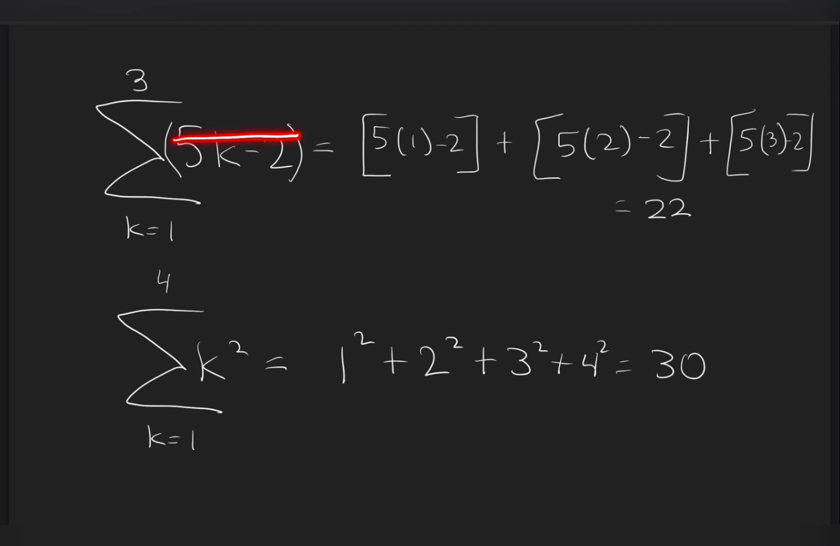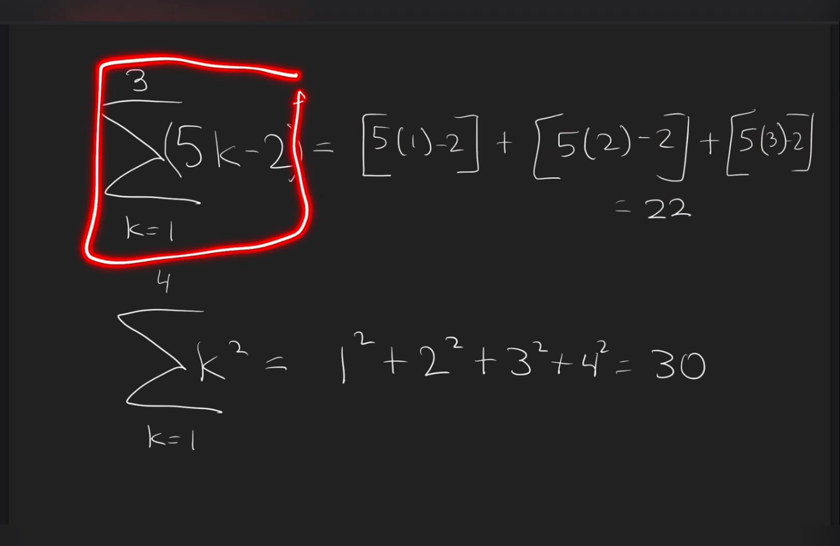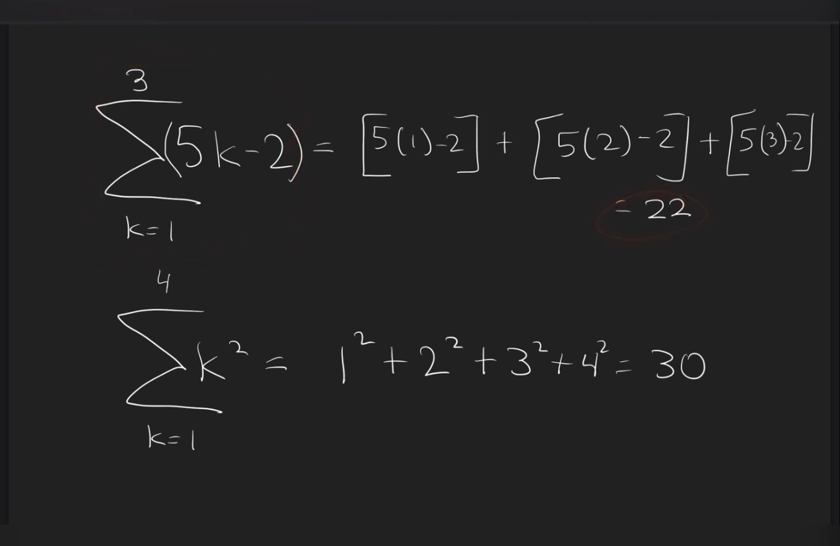So I've showed you this right here. So when k equals 1, we have 5 times 1 minus 2. And then when k equals 2, we have 5 times 2 minus 2. And when k equals 3, we have 5 times 3 minus 2. And we are adding all of them up. And if you add them up, you get 22. So this expression right here, this notation, is equivalent to 22.